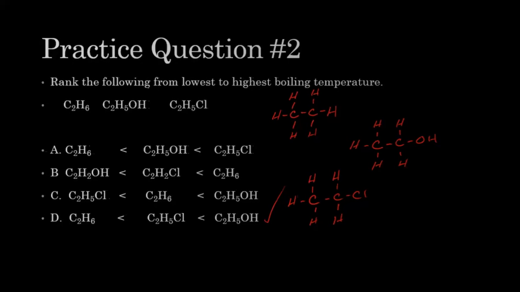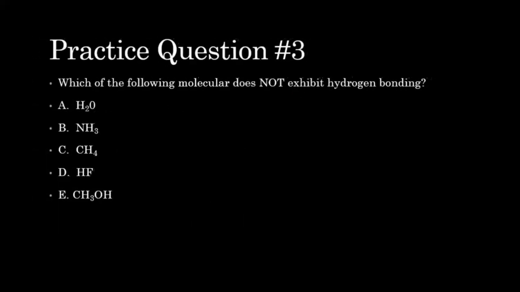Let's take one more question. Practice question number 3, which of the following molecules does not exhibit hydrogen bonding? Remember, nitrogen, oxygen, and fluorine are the important atoms here. H2O has hydrogen bonding because of the oxygen. NH3, nitrogen is going to be involved in hydrogen bonding. CH4, no, carbon is not one of the three, so that would be our answer. CH4 does not exhibit hydrogen bonding. Hydrogen fluoride, fluorine is one of them, and CH3OH, oxygen bound to hydrogen, will give us hydrogen bonding.